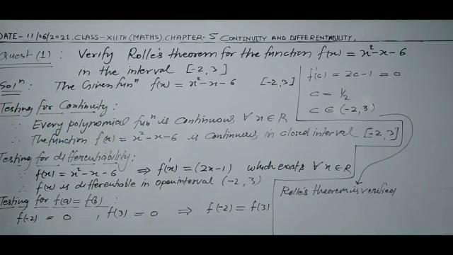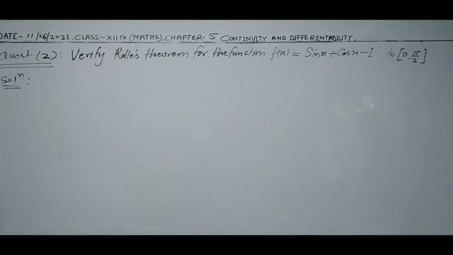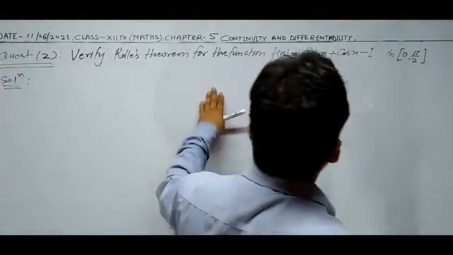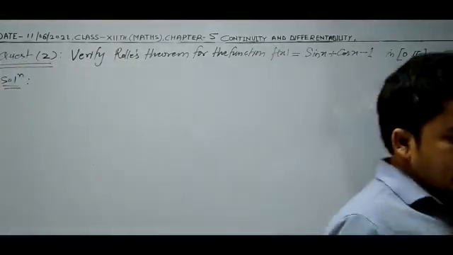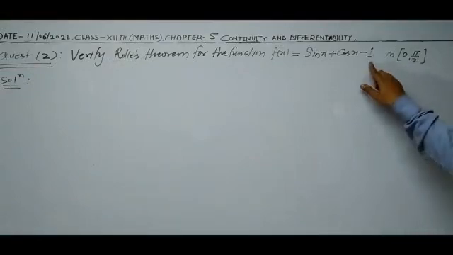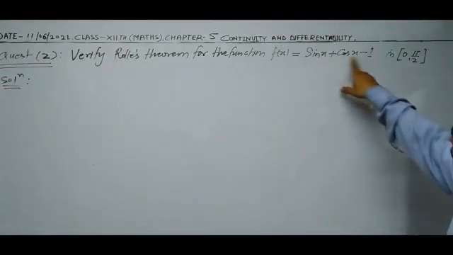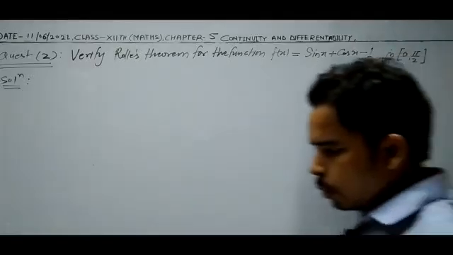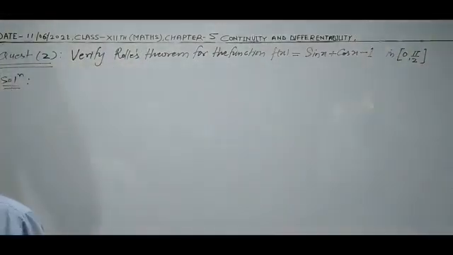Now come to the next question. Question number 2: verify Rolle's theorem for the function f(x) = sin x + cos x − 1 in the closed interval [0, π/2]. So we have to check whether this function verifies Rolle's theorem or not.